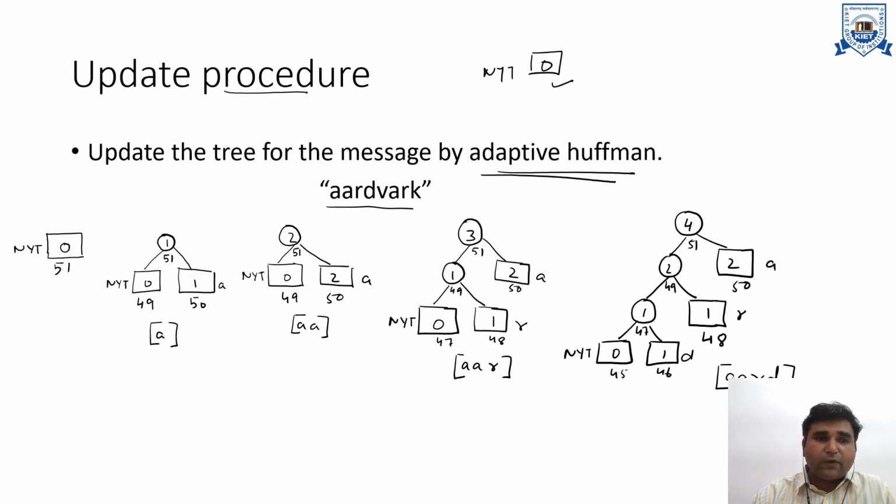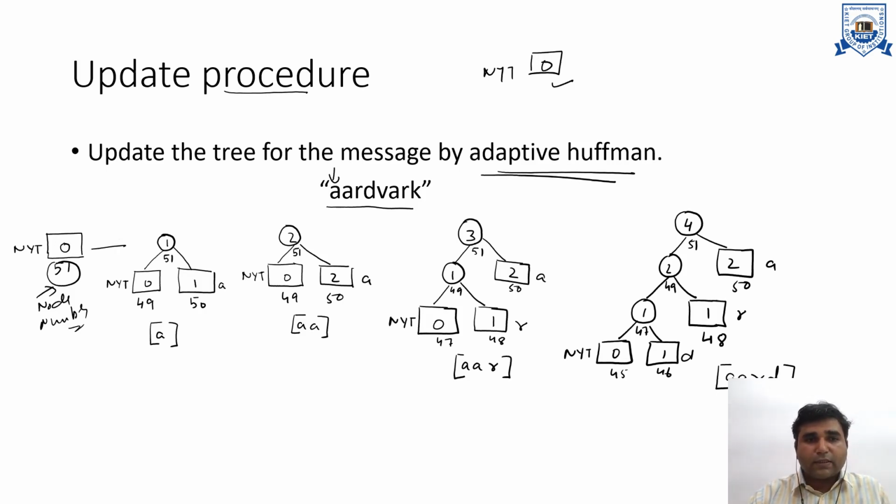Initially we have the node NYT with node number 51. So we put the NYT node with weight 0 and node number 51. Now we have to encode the message AARDVARK. The first symbol A will be encountered. So what happens? The NYT node creates an intermediate node; the NYT node is connected to the left, and the new node is connected to the right.